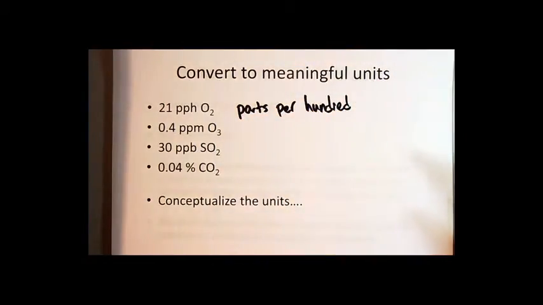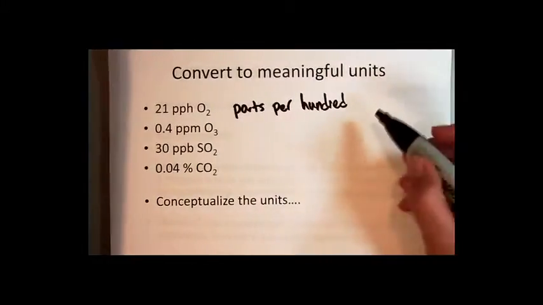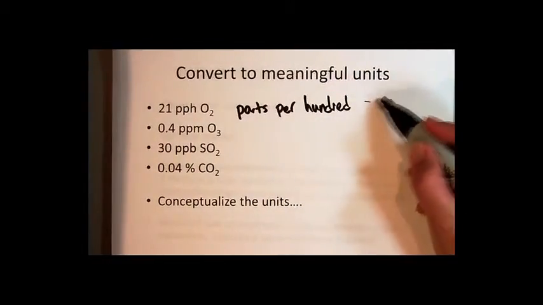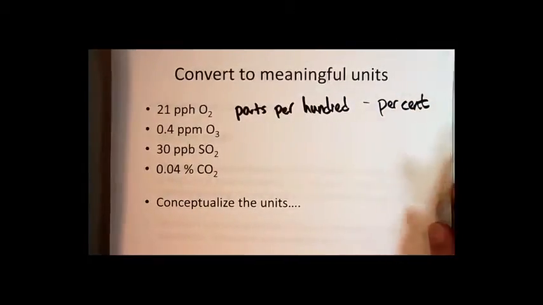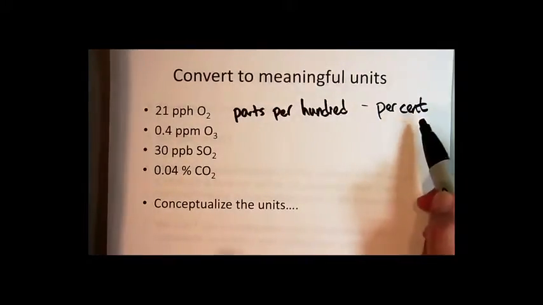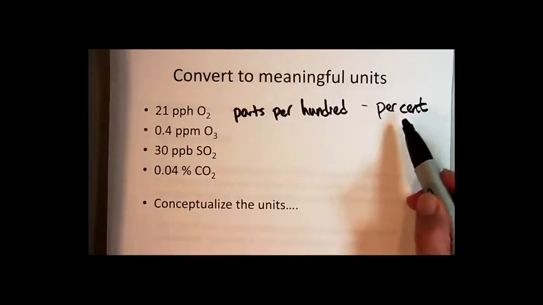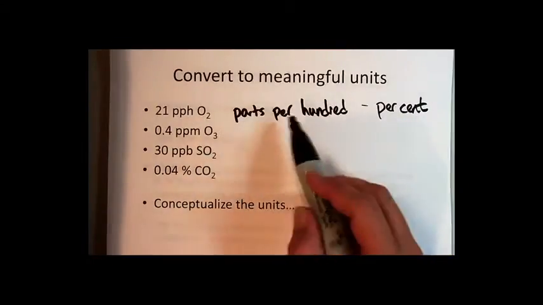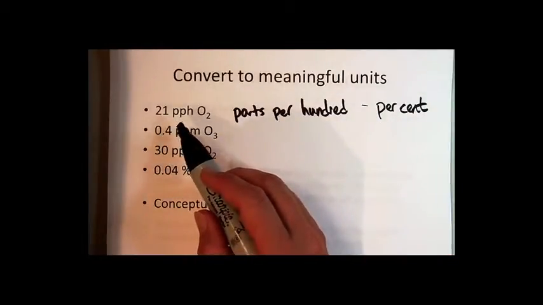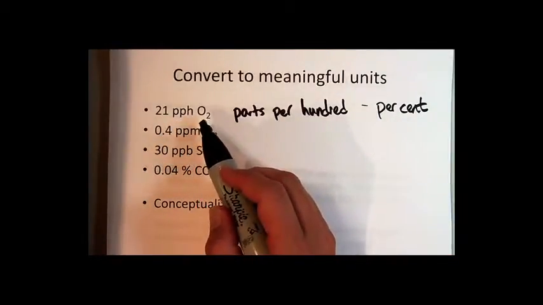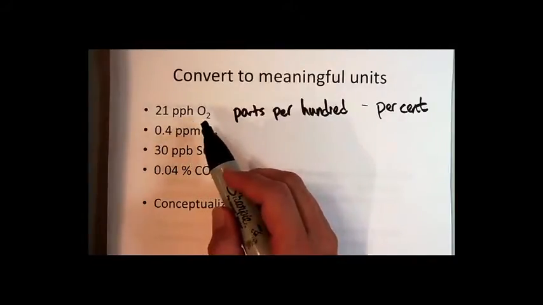Parts per 100 happens to be the same thing as percent. Cent, of course, is the Latin root for 100, so it's percent or percentage. So parts per 100 is the same as saying I can say there's 21 parts per 100 oxygen, or I can say there's 21% oxygen.